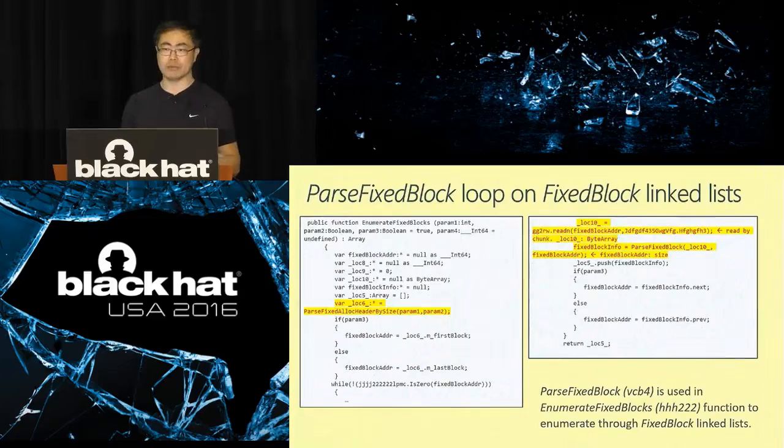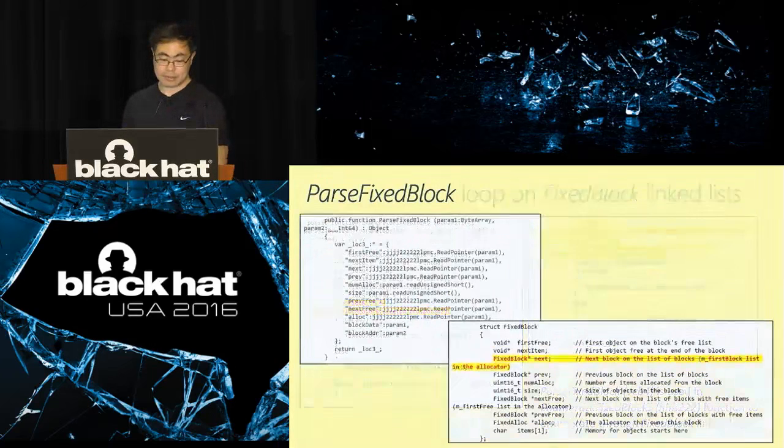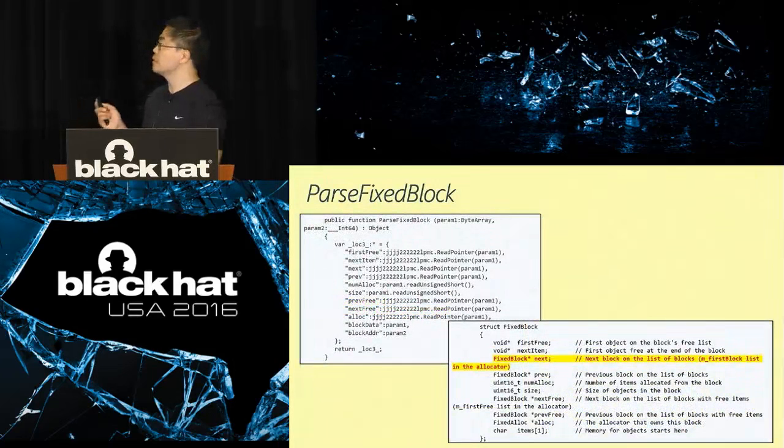There can be multiple objects, but they can use various tricks to find the accurate object they are looking for. The parse fixed block on the left side is the exploit, and on the right side is the source code from AVM Plus. And it looks like they just copy and pasted everything from there.